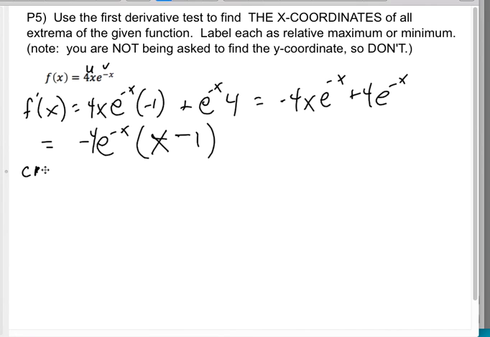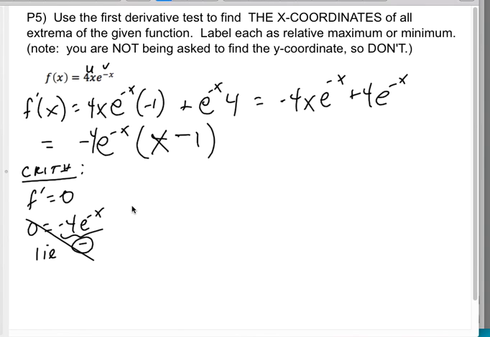So when I go to find my critical numbers, and again, notice that I'm communicating what I'm doing in every step. I'm not going to lose a point on the AP for lack of communication. So 0 equals -4e to the -x. Well, that's a lie, because this whole thing is going to be a negative number, right? E to the stuff is positive. -4 times that thing is going to be negative. That's a lie. So the only critical number I get is when x is 1.